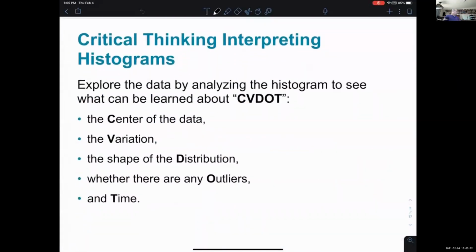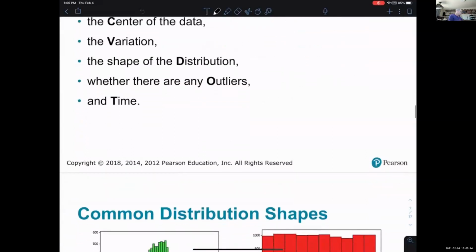Critical thinking, interpreting histograms. Explore the data by analyzing the histogram to see what can be learned about CVDOT, which they're now going to explain: the center of the data, the variation, the shape of the distribution, whether there are any outliers, and time. So what the heck are they talking about? Let's see if they help us think about this.